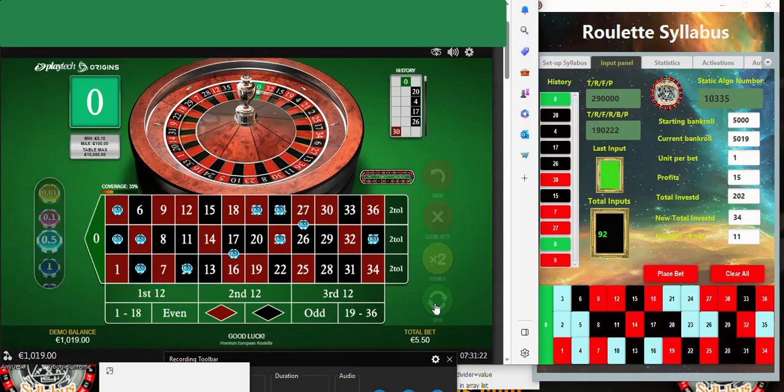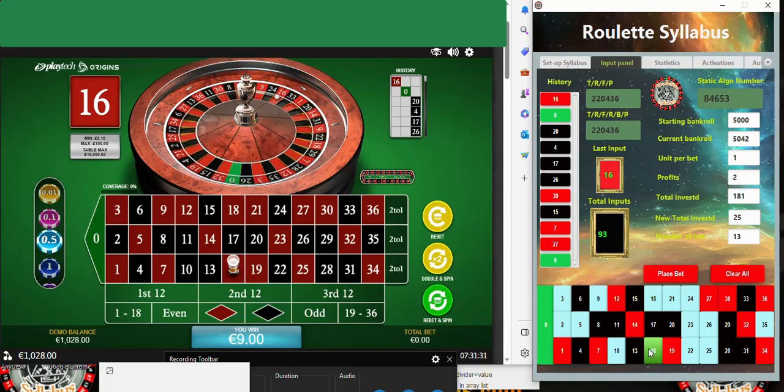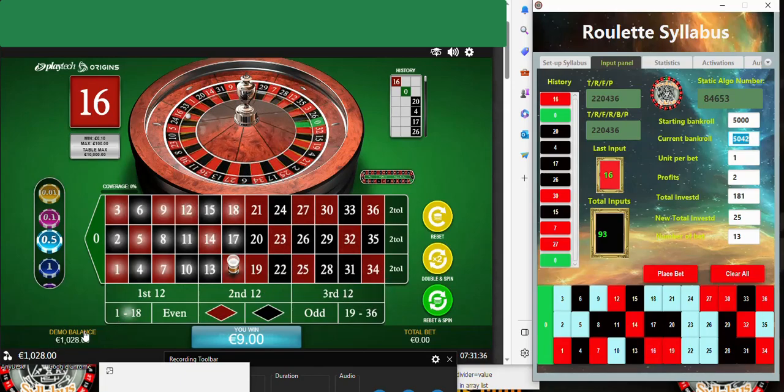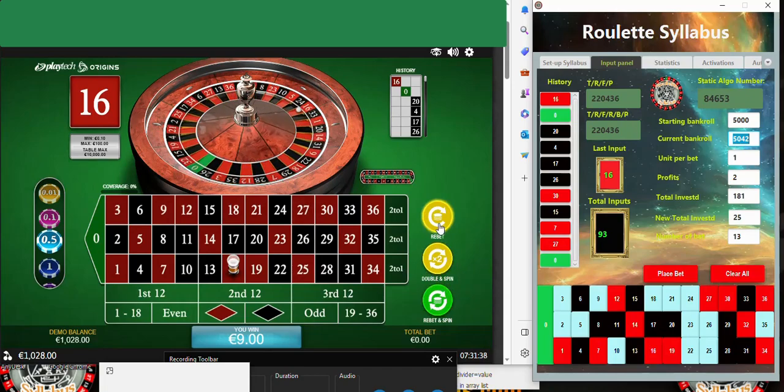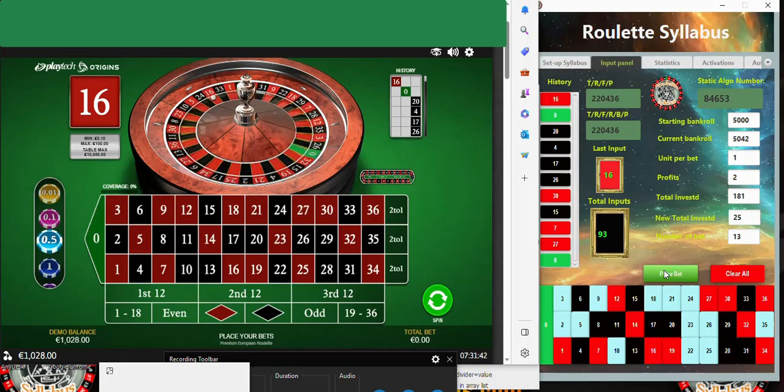All right. So now the software has begun to climb into profit, and we are also in profit. Look at that. See? Just like that. I mean, if you don't understand, you have to ask. But here at Roulette Syllabus, we are doing a great job. Very great job. Look at that.